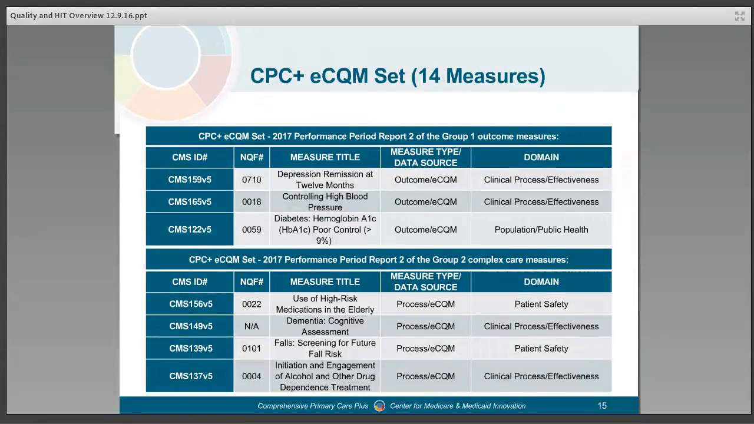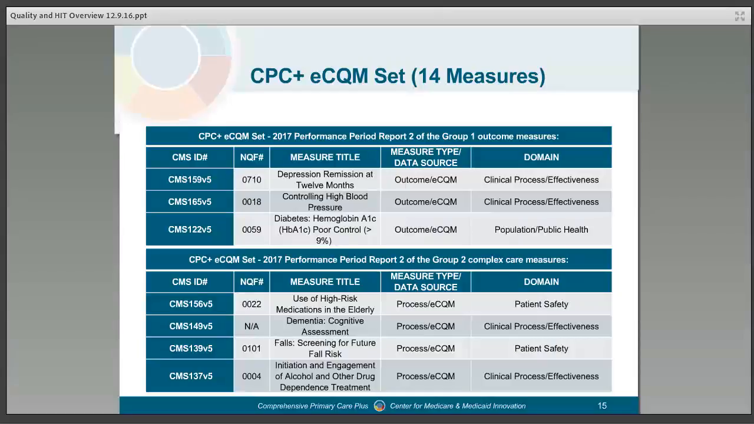Okay, so here is the set of the 14 measures that are required. This is half of the measure set, and on the next slide, you'll see the rest of them. So looking at the top part of this slide, you'll see that you have to select 2 of these outcome measures, and they're all listed here. They're also in the welcome packet. They're also on our public-facing website for CPC Plus. So these measures are readily available to you in a number of different locations.